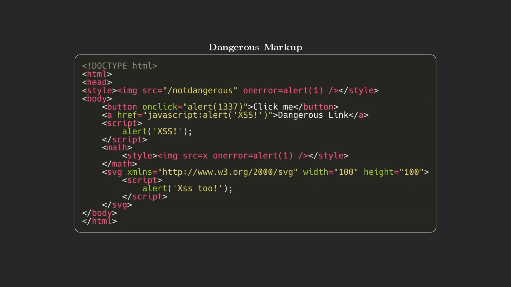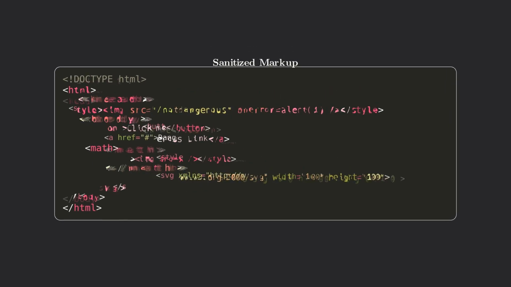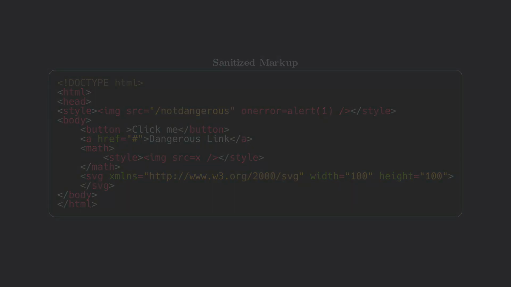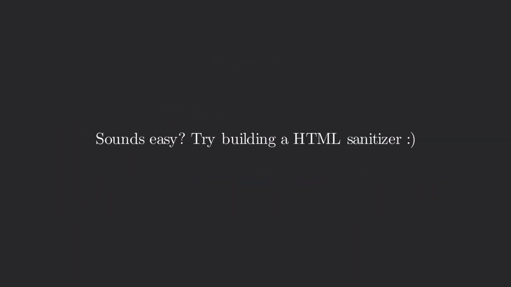We have a very simple task. Given an HTML markup, we want to write a program that produces a sanitized version, stripping out any tags or attributes that allow JavaScript execution. This means removing event listener attributes, href attributes with JavaScript protocol, script tags, and so on. If it sounds like an easy task, think of it as a challenge. Try building a sanitizer if you are a programmer.